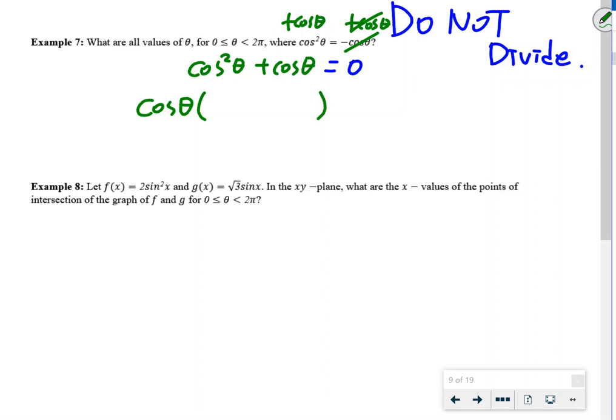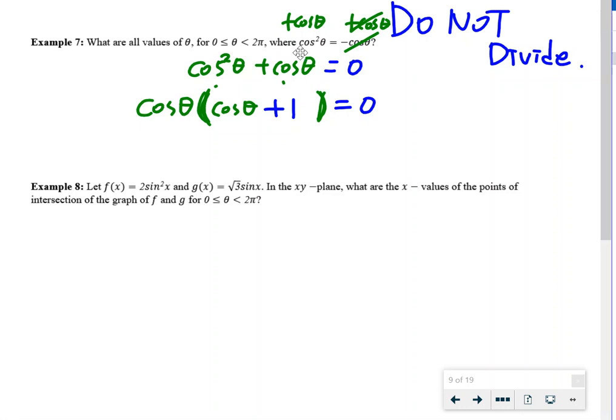Take cosine out as a common factor. Then you may get cosine theta times cosine theta plus 1, equal to 0. You may check it. When you multiply these two, am I going back to cosine squared? And when you multiply these two, I'm going back to this, which will be 1. So these are what you're getting by factoring it out. From these two terms, I take cosine out, and this is the remaining term, and when you multiply these two, then you're going back to the original.